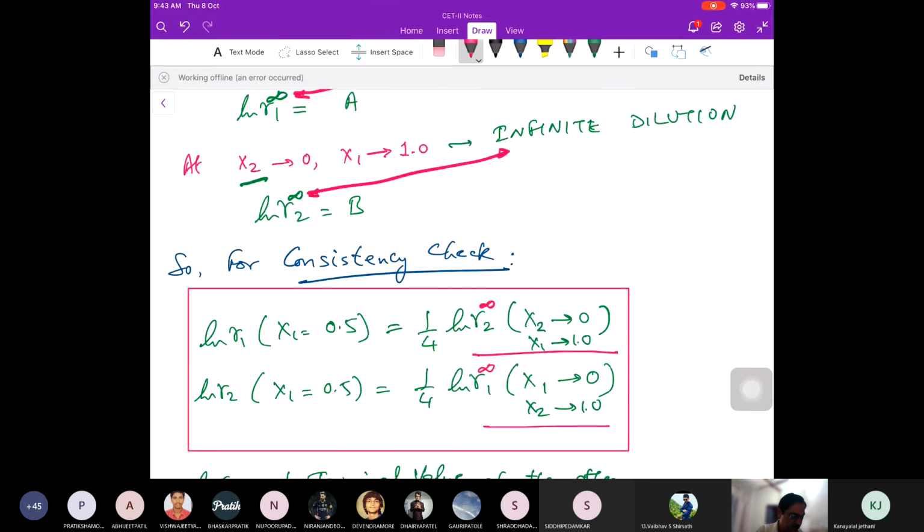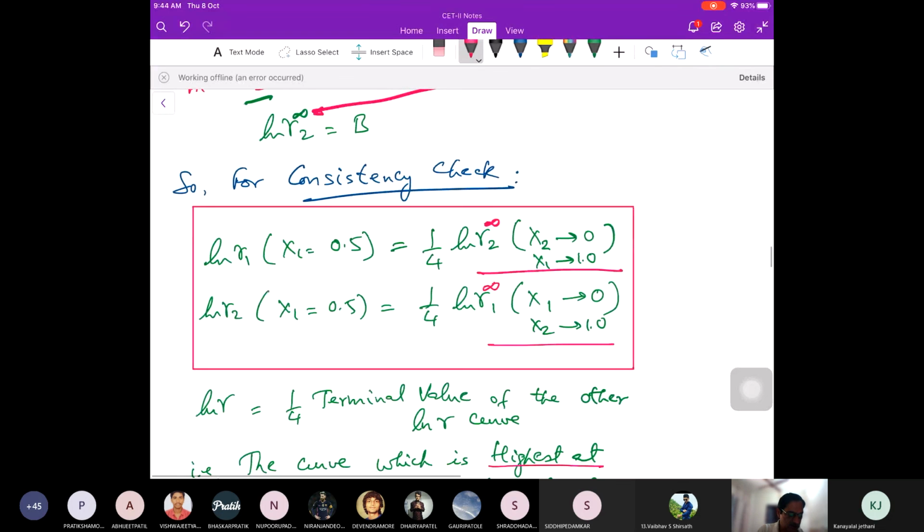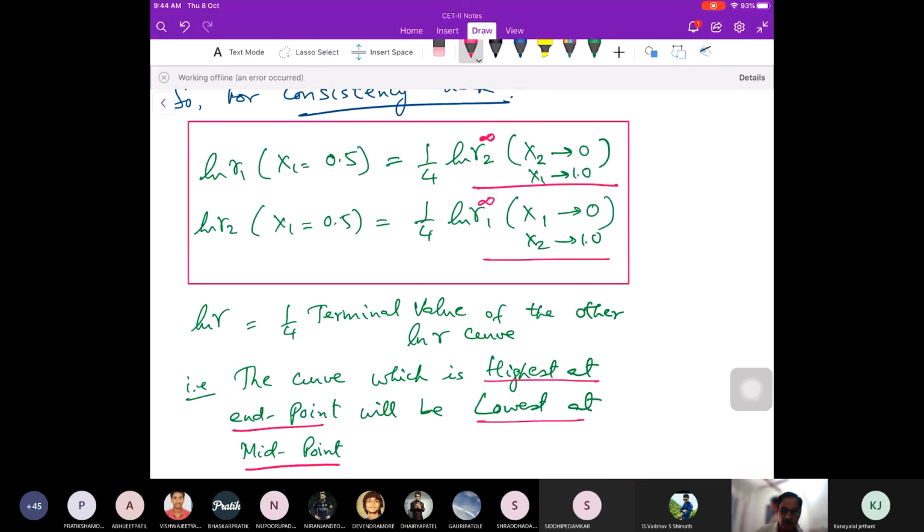And now we are coming to a conclusion that ln gamma 1 at x1 equal to 0.5 is nothing but 1/4 the value of ln gamma 2 at infinite dilution. Similarly, ln gamma 2 at x1 equal to 0.5 is 1/4 the value of ln gamma 1 at infinite dilution. This is the general case. It doesn't matter what the values of a and b are. This is the general conclusion. We took specific cases to see what correlation could exist.